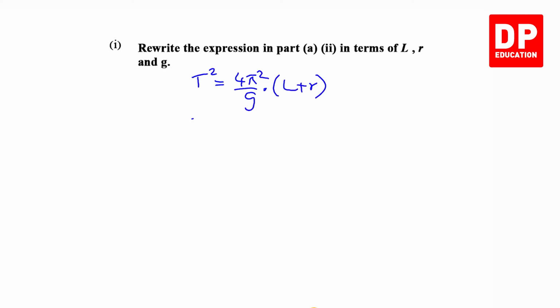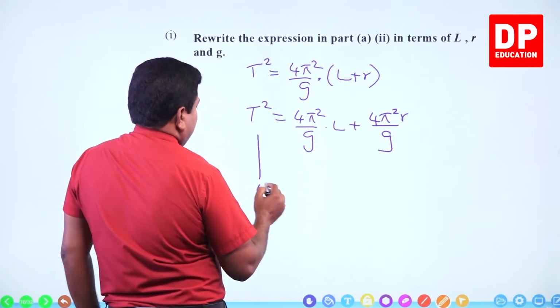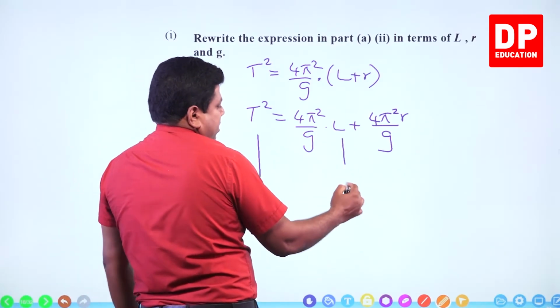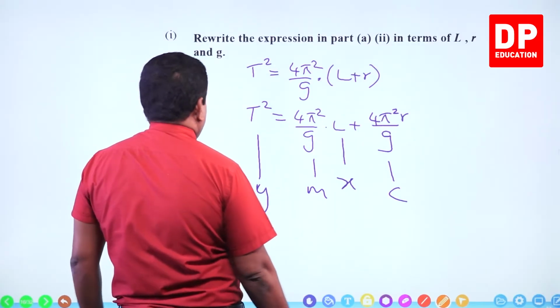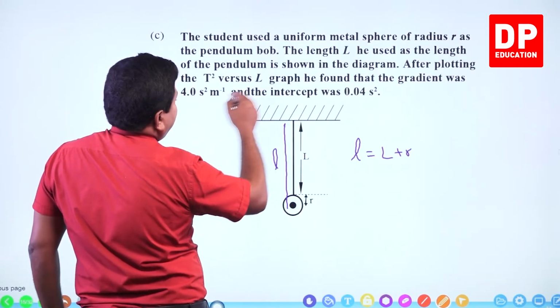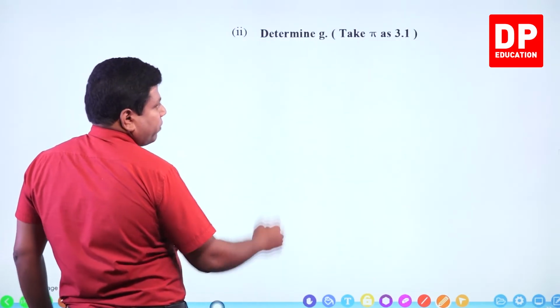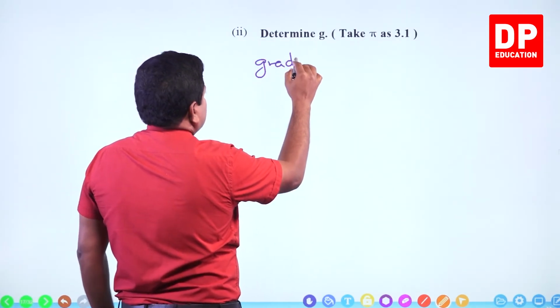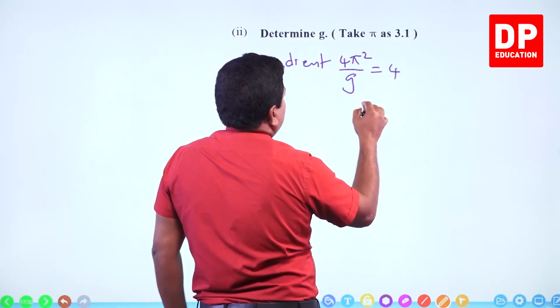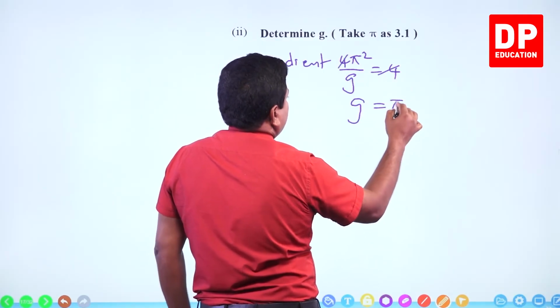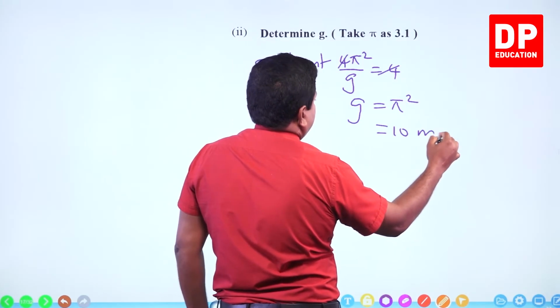So now look at this. T squared equals 4 pi squared over G into L plus 4 pi squared R over G. This is 1, this is Y, this is X, M and C. So anyway, the gradient is 4 pi squared over G. They have given the value of gradient. Gradient is 4. So 4 pi squared over G is 4. So G is pi squared, which is approximately 10.